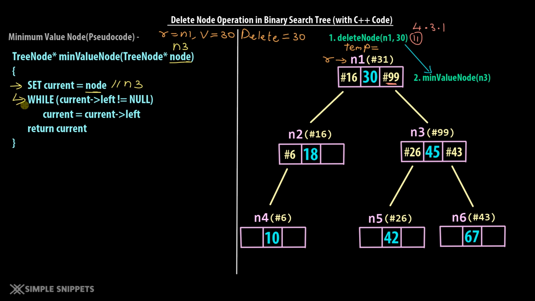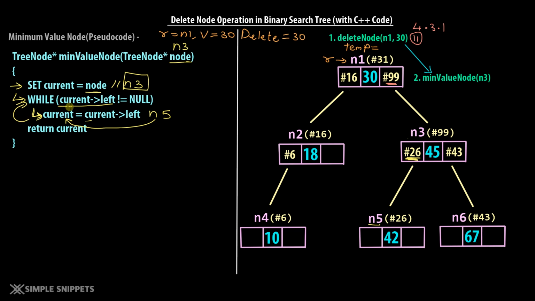Now we use a while loop. We say while current of left is not equal to null, current equals to current of left. So current we just said is n3. What is there to the left of n3? You can see it is hash 26, which is the address of n5. So the left is not null, right? So n3's left is not null. So you'll go inside this while loop. You'll say current is equal to current of left. Who's there to the left of n3? It is hash 26, which is n5. So now n5 will be assigned into current. And again the while loop will be executed.